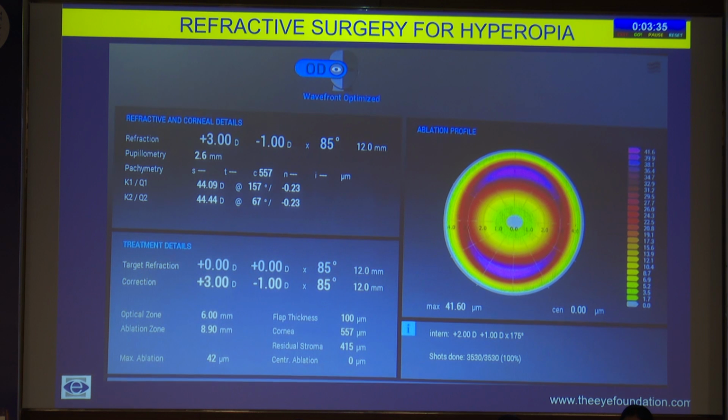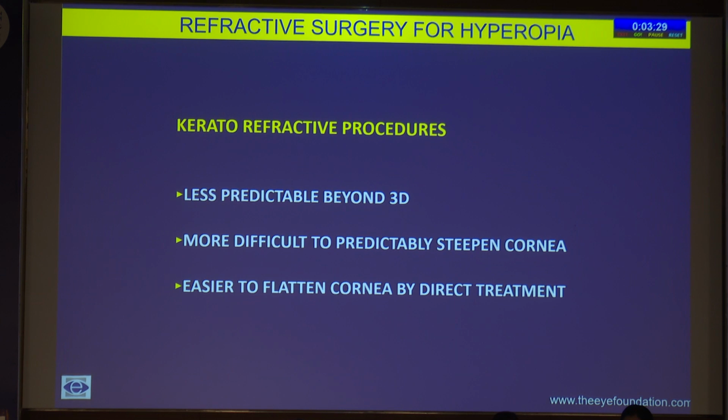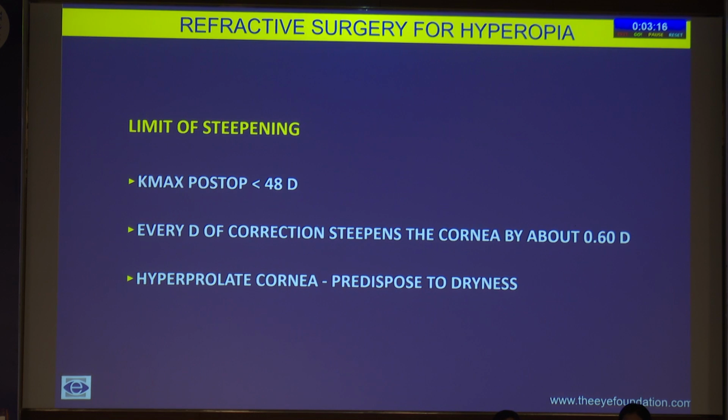Just an example showing how the mid-peripheral flattening happens, which causes an indirect steepening in the center. So any keratorefractive procedure for hyperopia is going to become less predictable beyond 3 diopters, because it's more difficult to predict an indirect steepening of the cornea rather than the direct flattening that happens in a myopic treatment. Another limiting factor is Kmax beyond 48, which is going to be a difficult issue, because every diopter of correction steepens the cornea by 0.6 diopters, which we need to keep in mind while planning the procedures. And as I already told, a hypoprolate cornea is going to predispose to ocular surface issues as well.